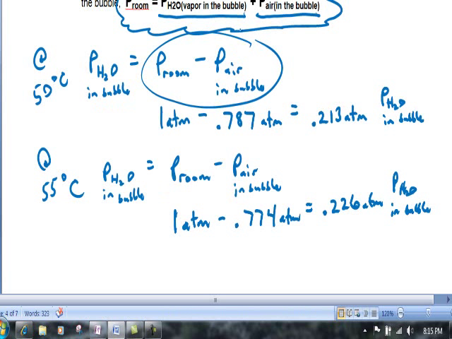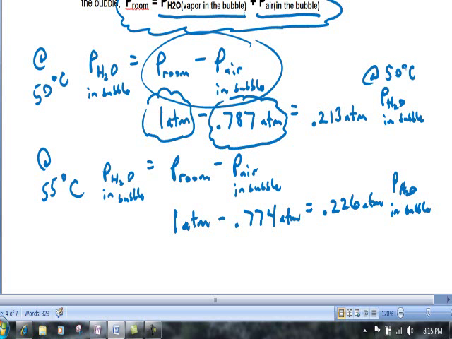If we now continue with these calculations, we can once again use that the pressure in the room in Darien, Illinois is roughly 1 atmosphere. We can subtract from that the pressure of air in the bubble that we determined in the last calculation, and this will allow us to determine the pressure of water in the bubble. This first one is at 50 degrees Celsius, and the second one is at 55 degrees Celsius.